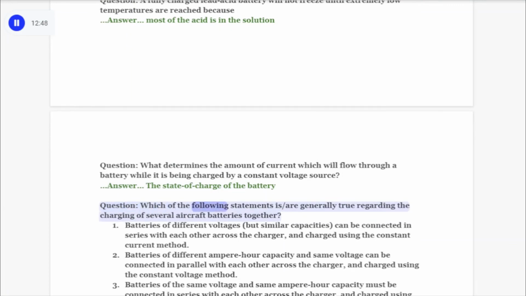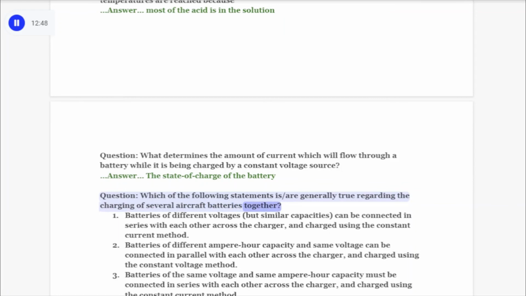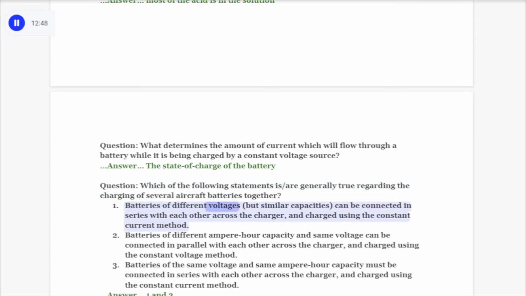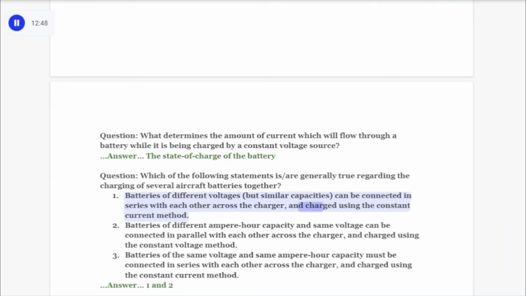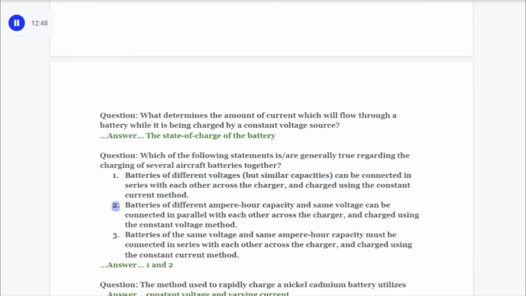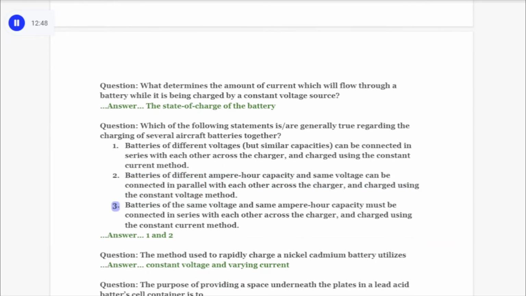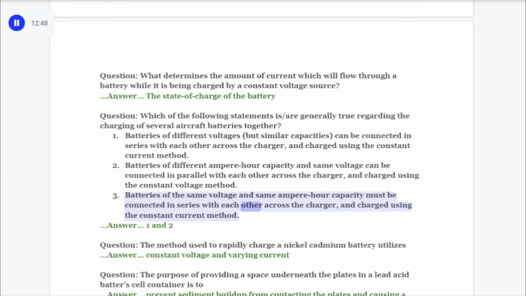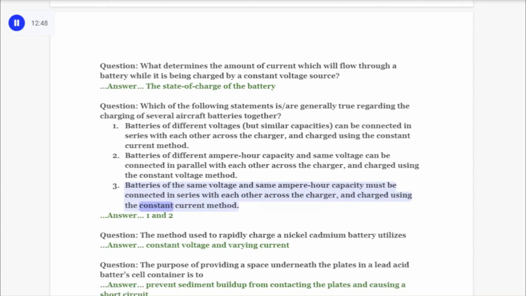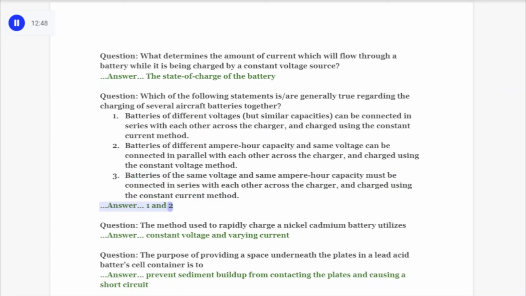Question. Which of the following statements is/are generally true regarding the charging of several aircraft batteries together? 1. Batteries of different voltages, but similar capacities, can be connected in series with each other across the charger, and charged using the constant current method. 2. Batteries of different ampere-hour capacity and same voltage can be connected in parallel with each other across the charger, and charged using the constant voltage method. 3. Batteries of the same voltage and same ampere-hour capacity must be connected in series with each other across the charger, and charged using the constant current method. Answer. 1 and 2.